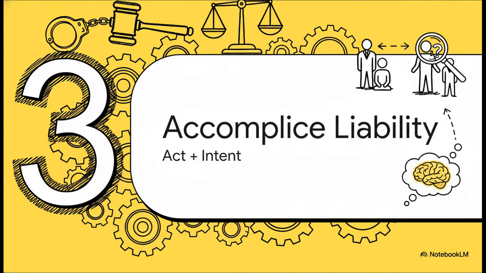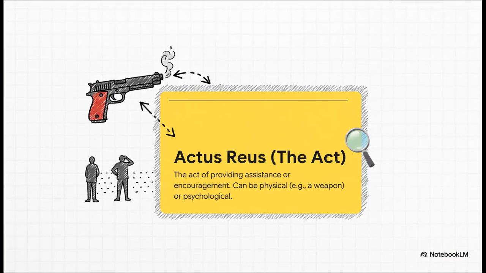Okay, let's get into the weeds a bit, because this is where it gets really interesting. It's not enough to just be hanging around when a crime happens. To actually be an accomplice, the prosecution has to prove two very specific things, a physical act and a mental state. First, there's the physical part, what lawyers call the actus reus. You have to actually do something to help. Now, this can be something obvious, like physically handing someone a weapon, or it can be more subtle, like acting as a lookout, which gives a kind of psychological boost to the main offender.